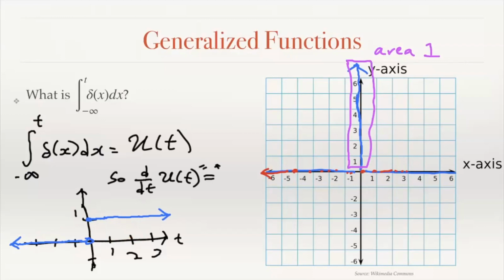So the integral of the Dirac delta function is the unit step function. So the derivative of the unit step function doesn't exist here. This is not differentiable. But if it existed, then inasmuch as this Dirac delta function has an integral that is the unit step function, the derivative of the unit step function would be the Dirac delta function.